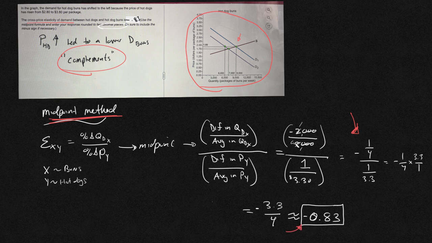This is a negative sign. We need to keep this when we come to the cross-price elasticity, because if the cross-price elasticity is negative, it means that when one goes up, the other goes down, and they are complements.